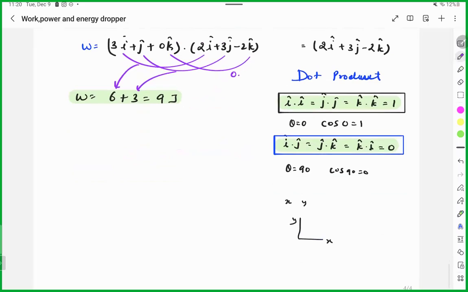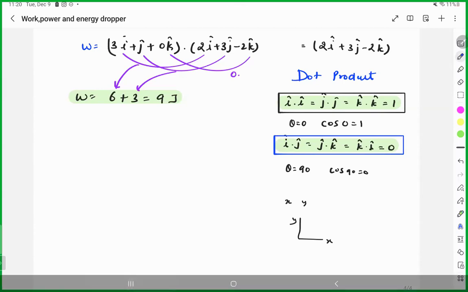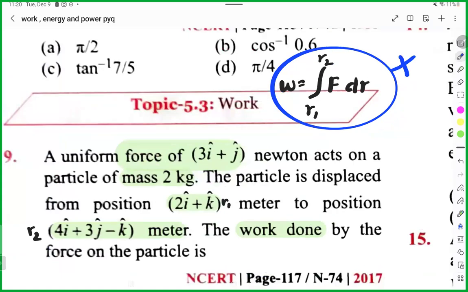So if you have any issue in the dot product, let me know. I will explain. But remember, if you don't understand this thing, you will face issues in work done also. Let me know if anybody needs a slight explanation on dot product. Good. So then solve the next question.